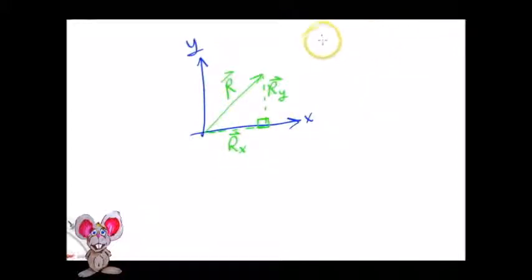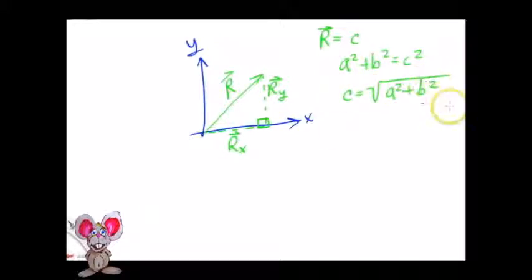So let's talk about the Pythagorean theorem with regard to the r vector. This r vector is equal to c as far as the Pythagorean theorem is concerned. So we have a squared plus b squared equals c squared, right? And c is therefore equal to the square root of a squared plus b squared. Okay, that's pretty simple, pretty straightforward, right?